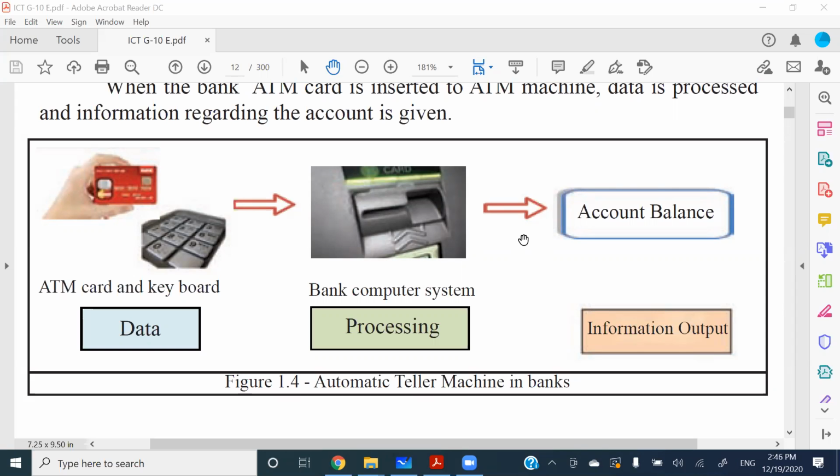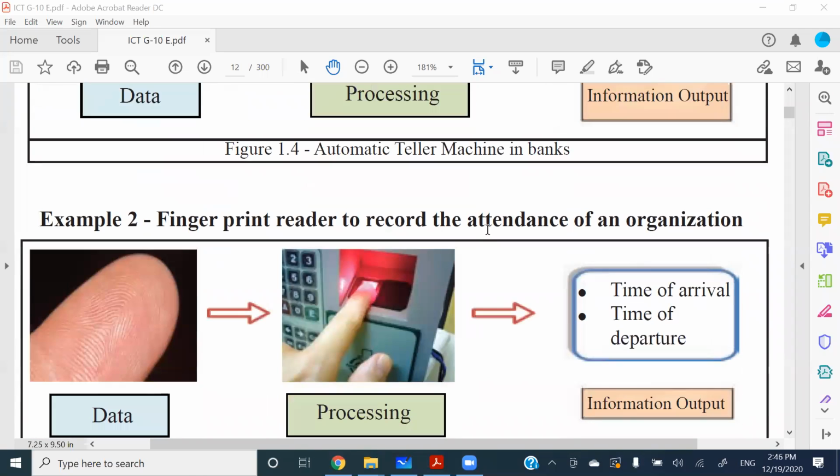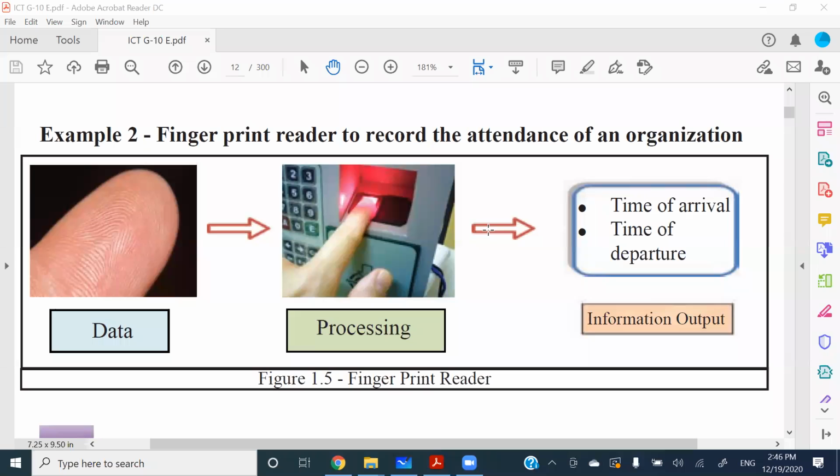So it's the same kind of system, only the appearance is a little bit different, right? The most frequent information system that we can see is the ATM. And the other one, which you may have less experience with, is the fingerprint machine, where you have to put one of your fingers.